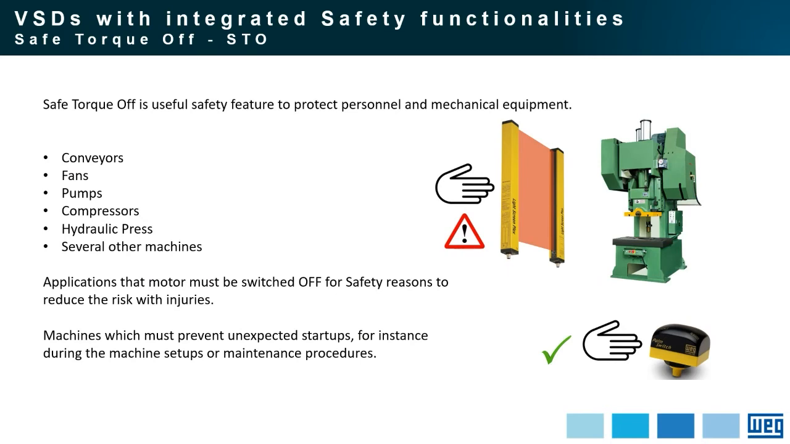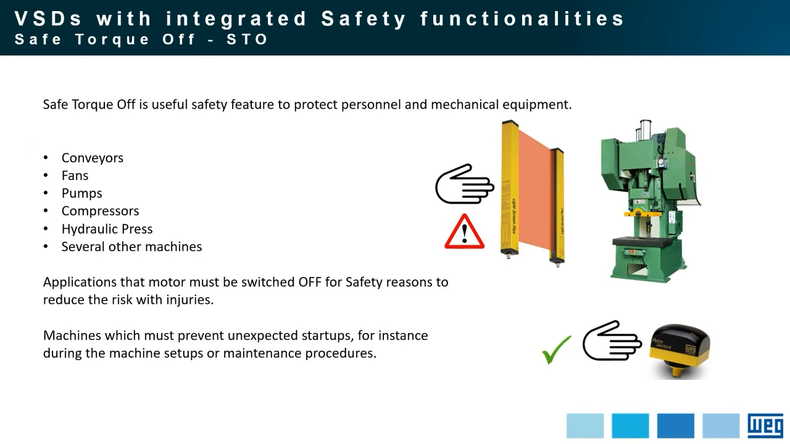Using the same example we spoke about before with the hydraulic press machine, it is possible, for example, to activate the Safe Torque Off when the user is too close to this machine. For example, when the user crosses a light curtain, this light curtain may send a signal to the variable speed drive to switch off the motor and to make a Safe Torque Off condition.